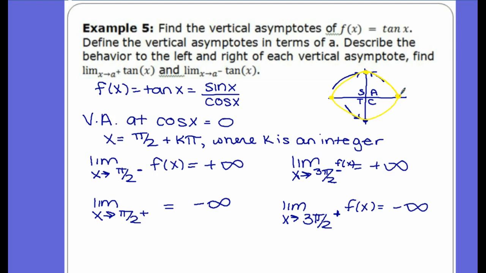You could put it in your table. So let's do that. Go to your second window and hit table set. We want our table to be near pi halves, right? So make your table start at pi halves, because we're going to look at it from the left and from the right.